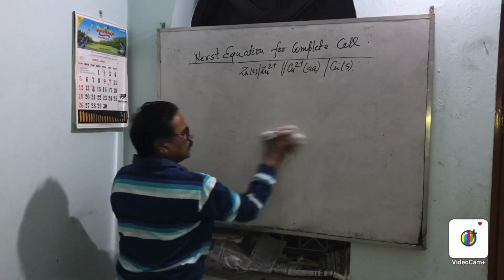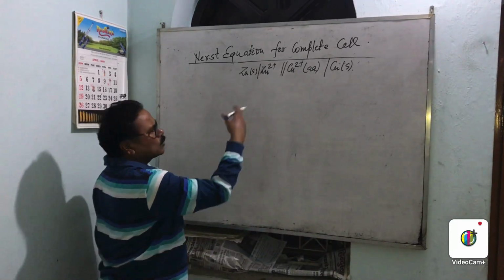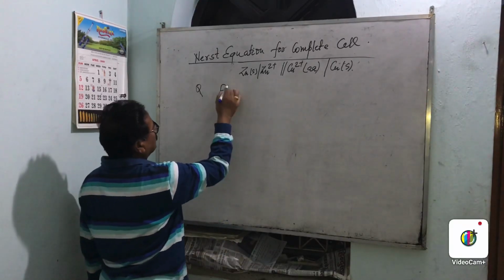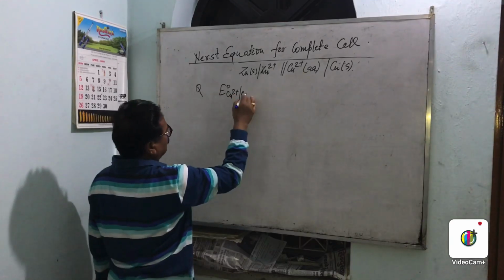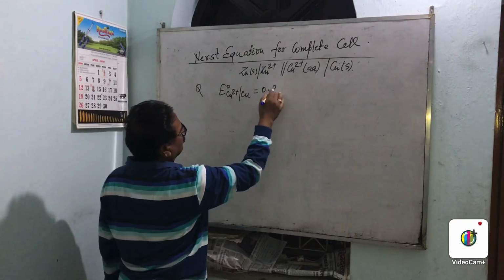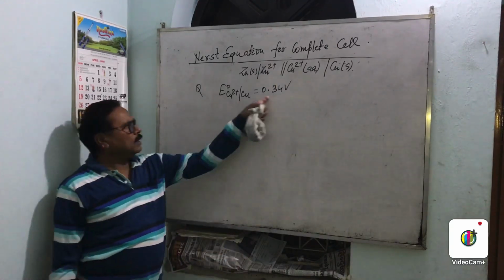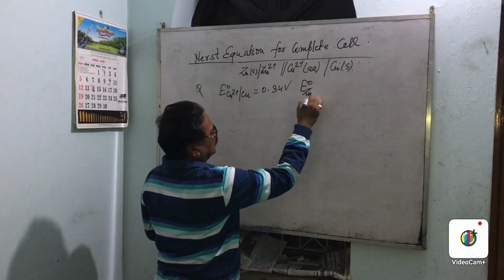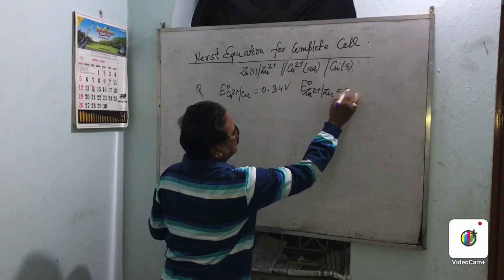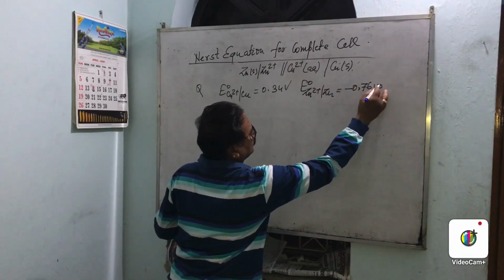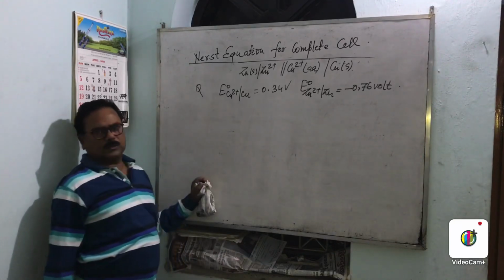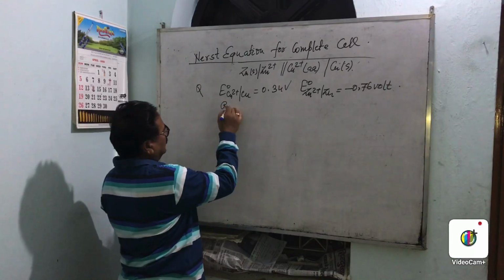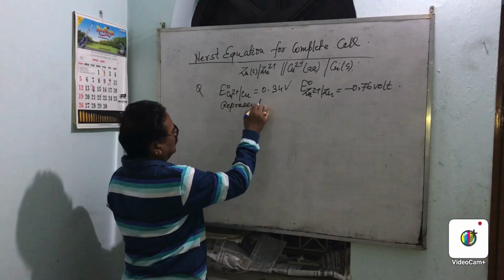Now this question can be asked in another way. Suppose we have the question: E naught Cu2+ over Cu is given as 0.34 volt, and E0 Zn2+ over Zn is given as 0.76 volt. And the question is, represent the cell.